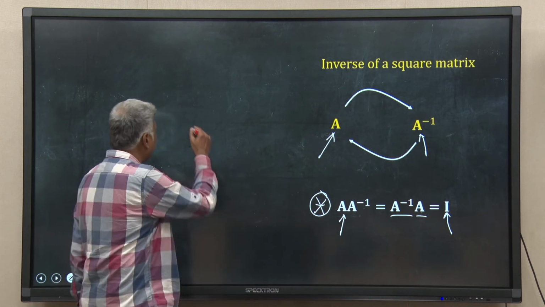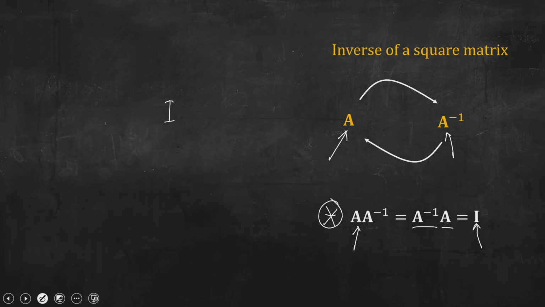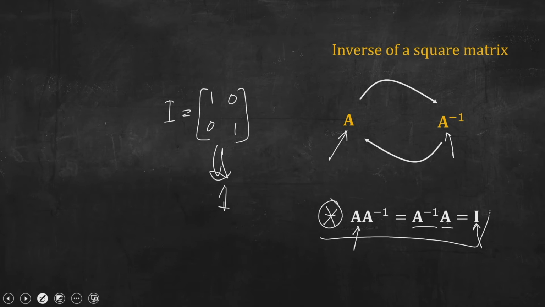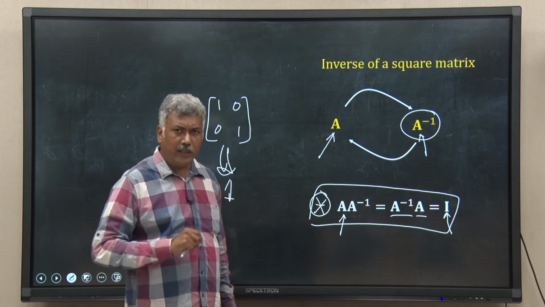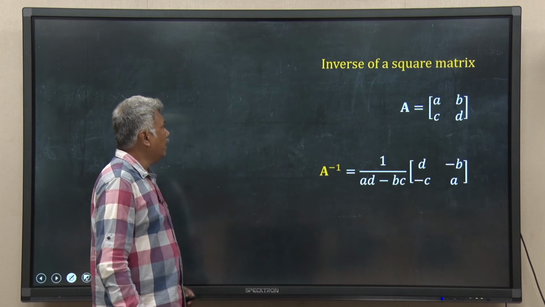So, what is the identity matrix? I hope you remember the identity matrix for a square matrix, suppose 2 by 2, it will be 1, 0, 0, 1. This is equivalent to 1 in scalar, is not it? We have discussed that earlier. So, this is the definition. If this criteria is met, then I will say this is the inverse of the square matrix A. Let us take an example to calculate the inverse and check this property.